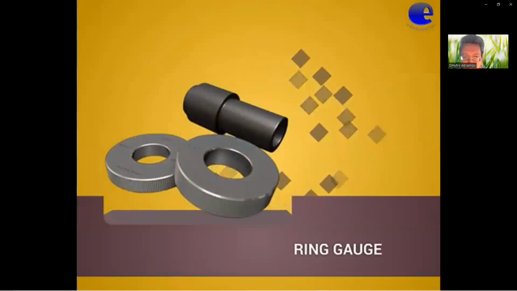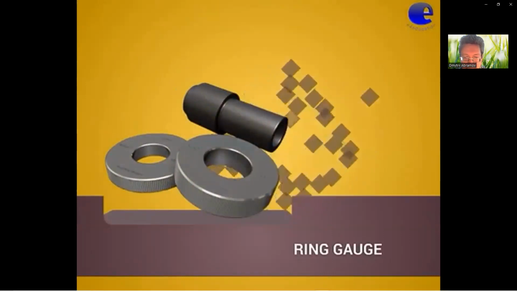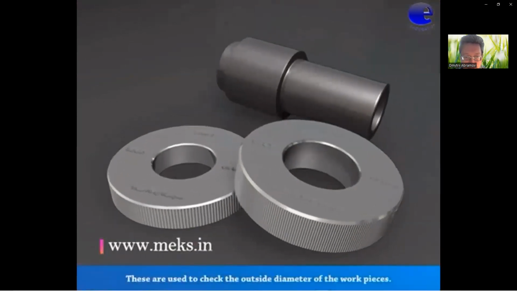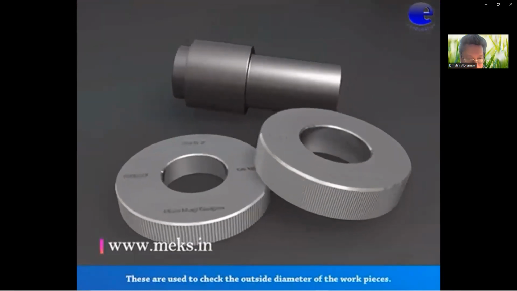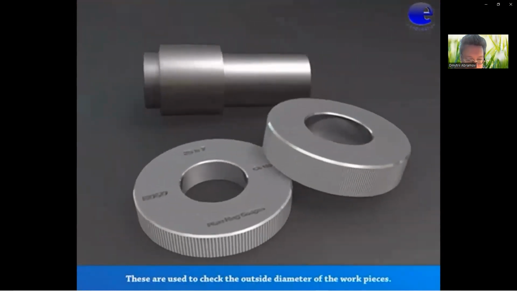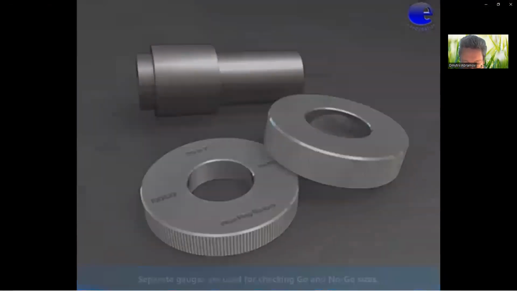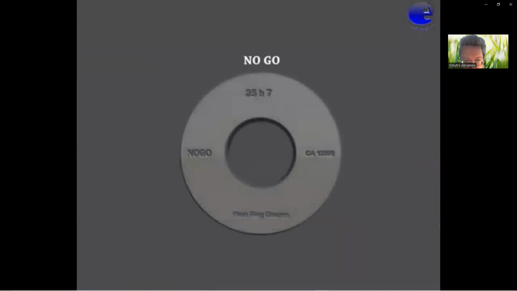Ring gauge. Let us see a 3D model of this type of gauge, the ring gauge. You can see a go ring gauge and a no-go ring gauge. And the workpiece is a cylinder, a shaft. Separate gauges are used for checking go and no-go sizes.